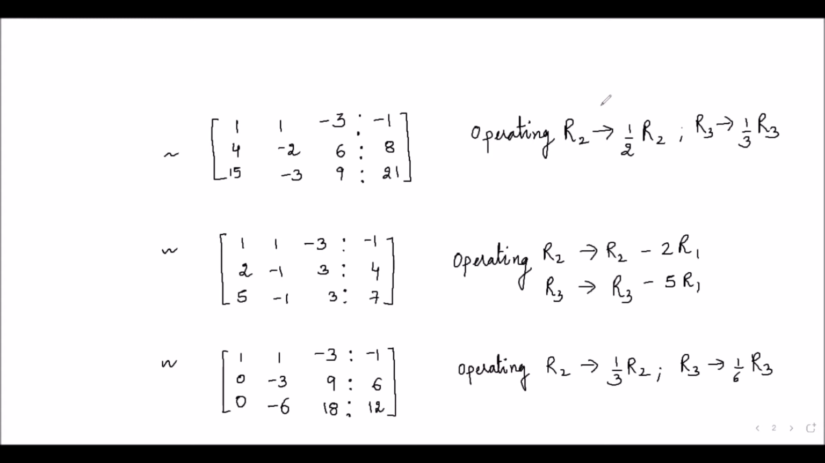These are the second type of transformation, in which we multiply any row with some non-zero scalar. So we are multiplying the second row with a non-zero scalar, which is 1 by 2. We are multiplying the third row with a non-zero scalar, which is 1 by 3. After applying these two elementary row transformations, we are getting this matrix. There is no change in the first row. The first row is the same, 1, 1, minus 3, minus 1. But the second and third rows have been changed.